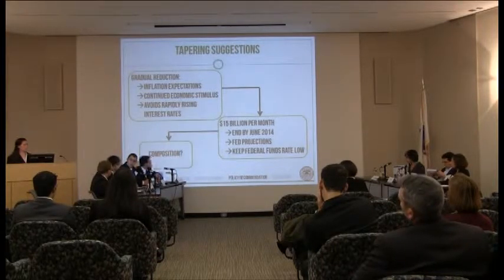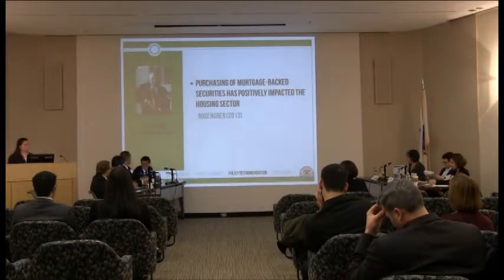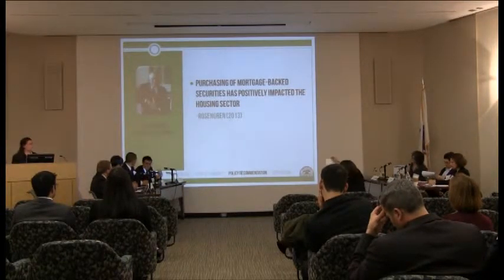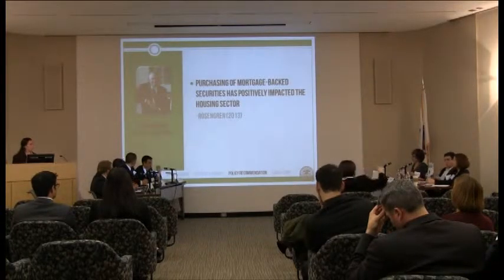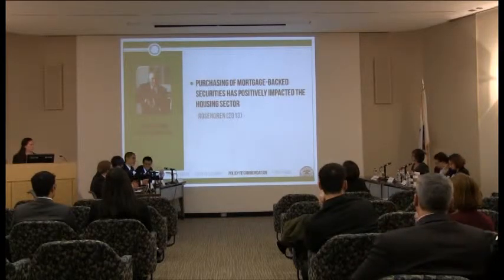However, what aspect of quantitative easing should we taper faster? As Boston Fed President Eric Rosengren would support, the purchase of mortgage-backed securities has positively impacted the housing sector, and therefore the purchase of U.S. Treasuries should be tapered first, before slowing down the purchase of mortgage-backed securities.